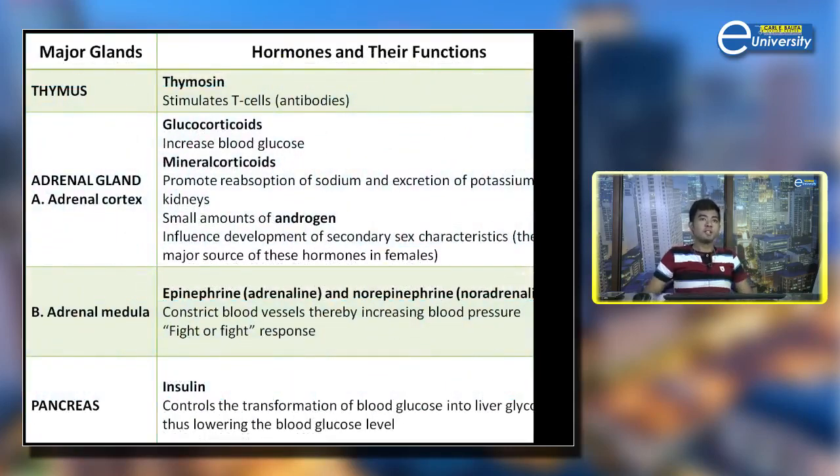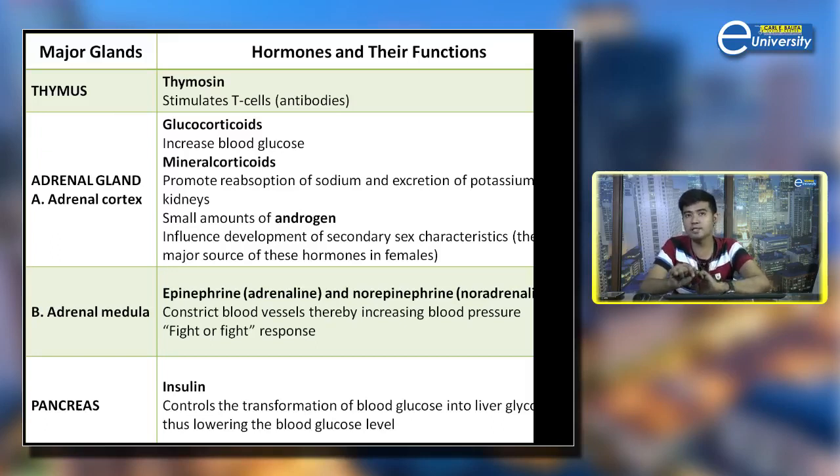Next is the thymus. The thymus gland is an organ in our chest. The thymus secretes thymosin, which stimulates the T cells or the memory T cells, which are responsible for protecting us against antigens or foreign pathogens or microorganisms. Next is the adrenal gland. The adrenal gland is composed of two parts, the adrenal cortex and the adrenal medulla. The adrenal cortex releases the glucocorticoids, which increase the blood glucose, and it also secretes the mineralocorticoids.